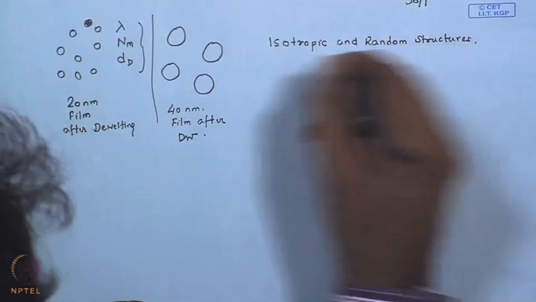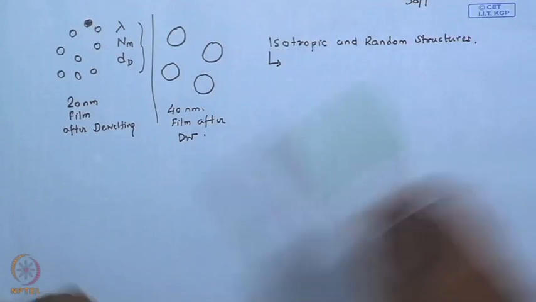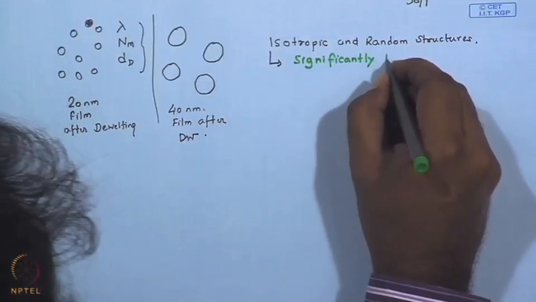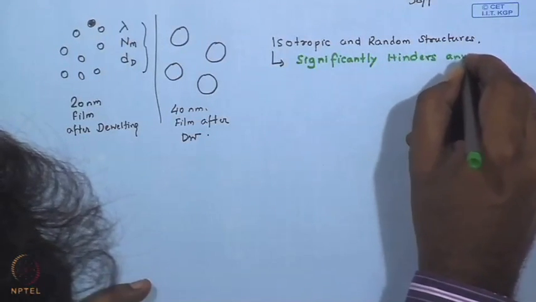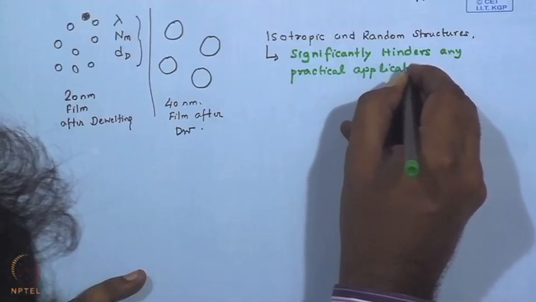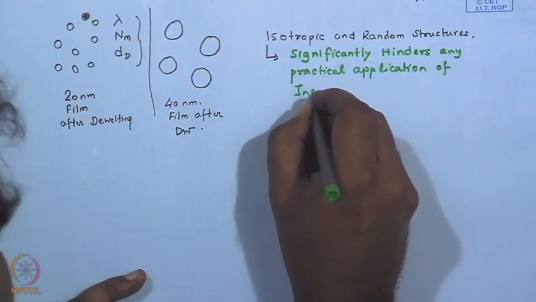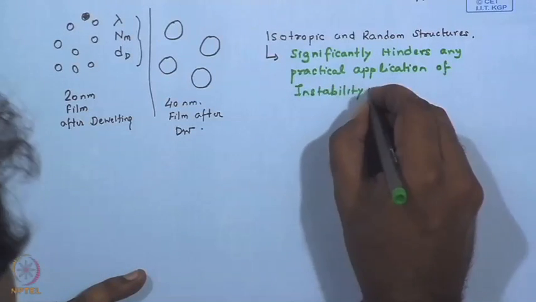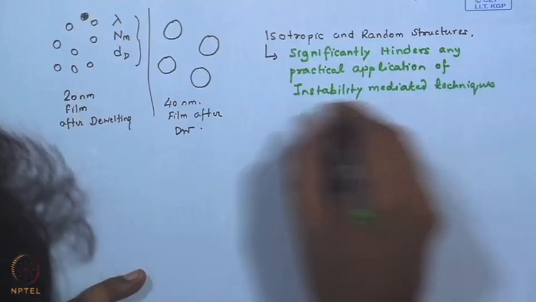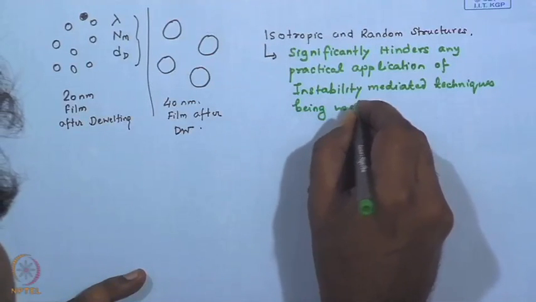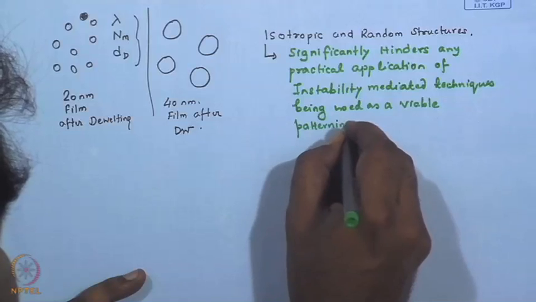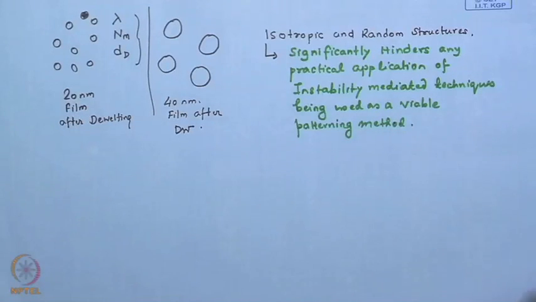Structures. So, this is a severe hindrance and significantly hinders any major practical application of instability mediated techniques being used as a viable patterning method. So, that is a real problem.